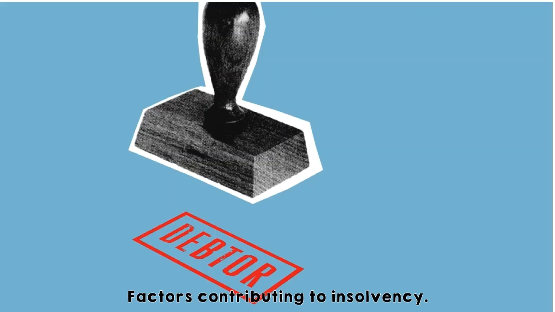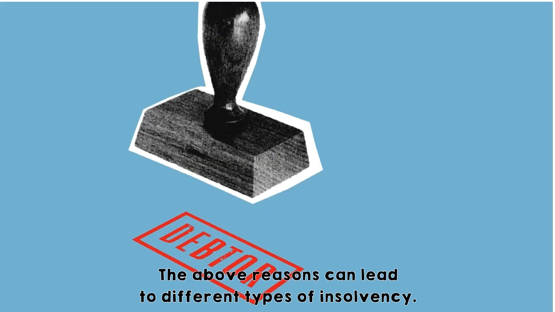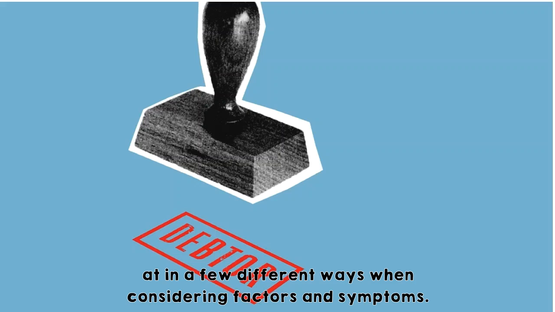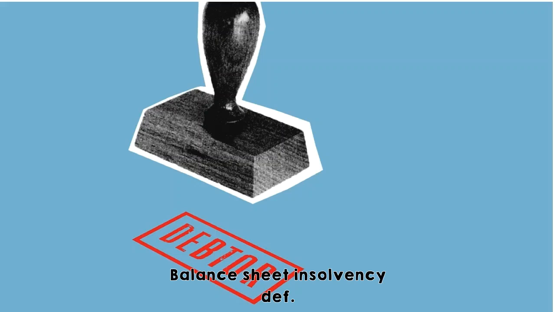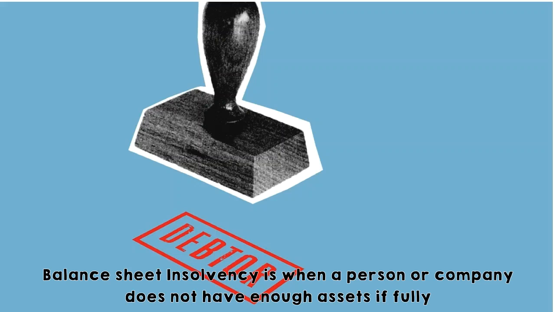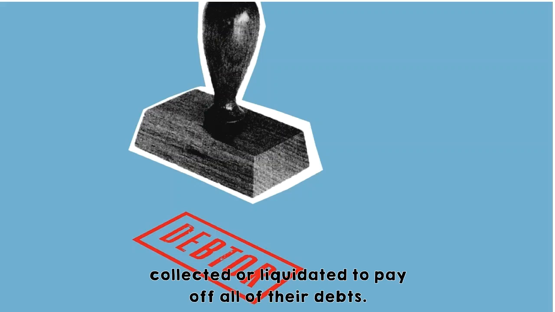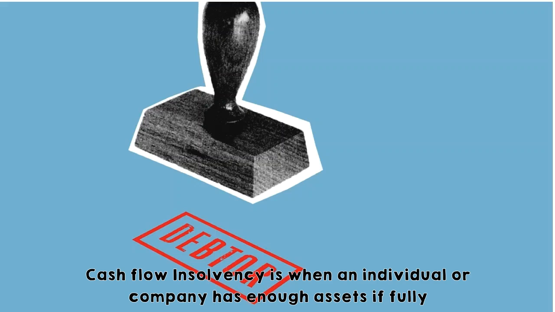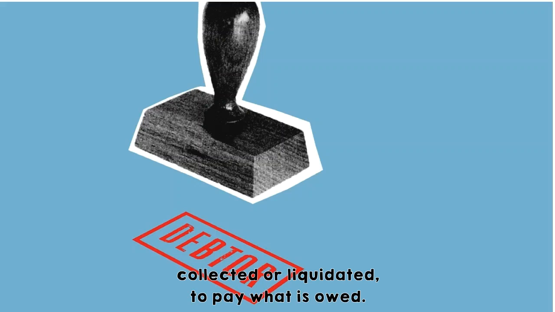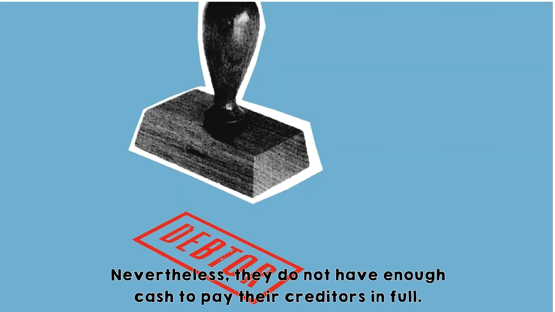Factors contributing to insolvency. The above reasons can lead to different types of insolvency. The Insolvency Def can be looked at in a few different ways when considering factors and symptoms. Balance sheet insolvency Def. Balance sheet insolvency is when a person or company does not have enough assets, if fully collected or liquidated, to pay off all of their debts. Cash flow insolvency Def. Cash flow insolvency is when an individual or company has enough assets, if fully collected or liquidated, to pay what is owed. Nevertheless, they do not have enough cash to pay their creditors in full.